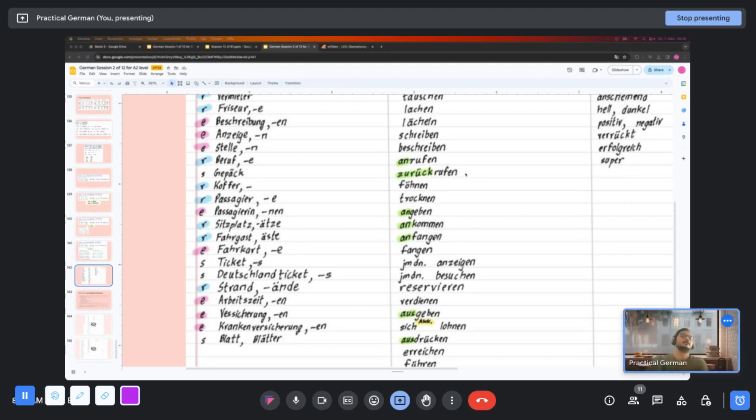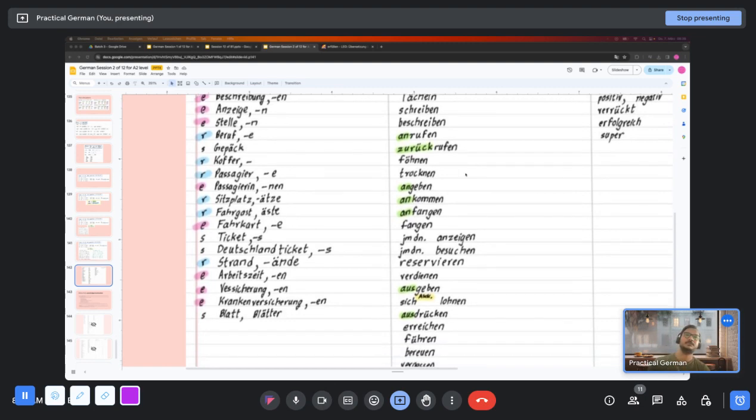Zurückrufen. Call back. Okay. It's good to know meanings, but it's better to think of an example. Ich rufe dich an. Ich habe dich angerufen. Du hast aber nicht zurückgerufen. I called you, you did not call back. It's always good to think of an example. Okay, continue.